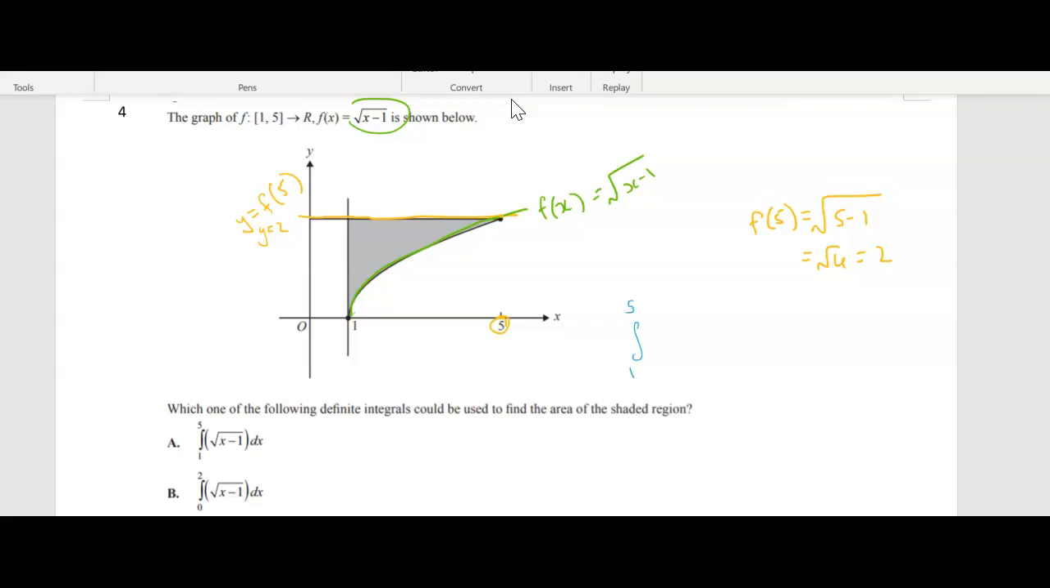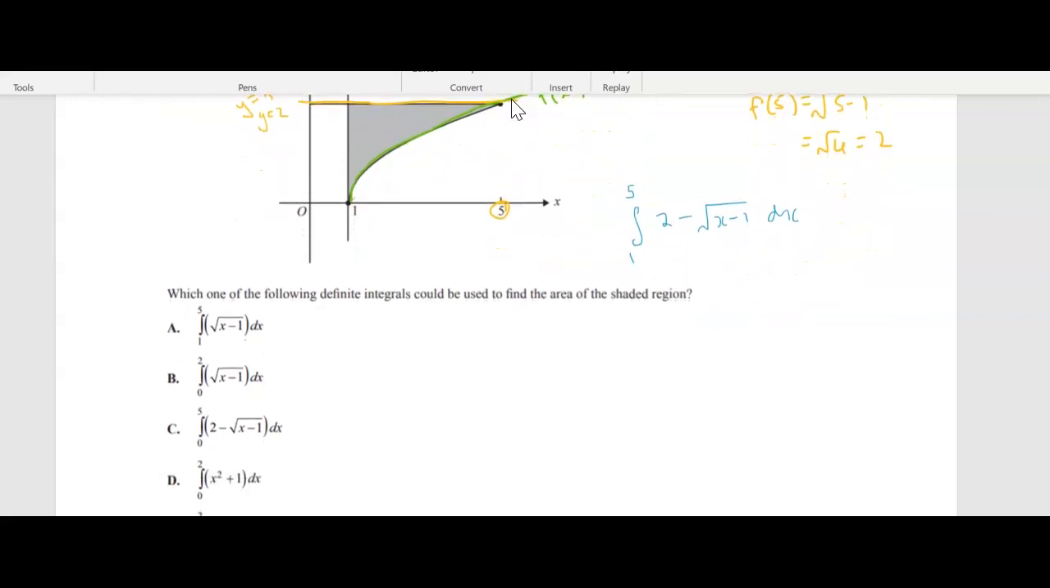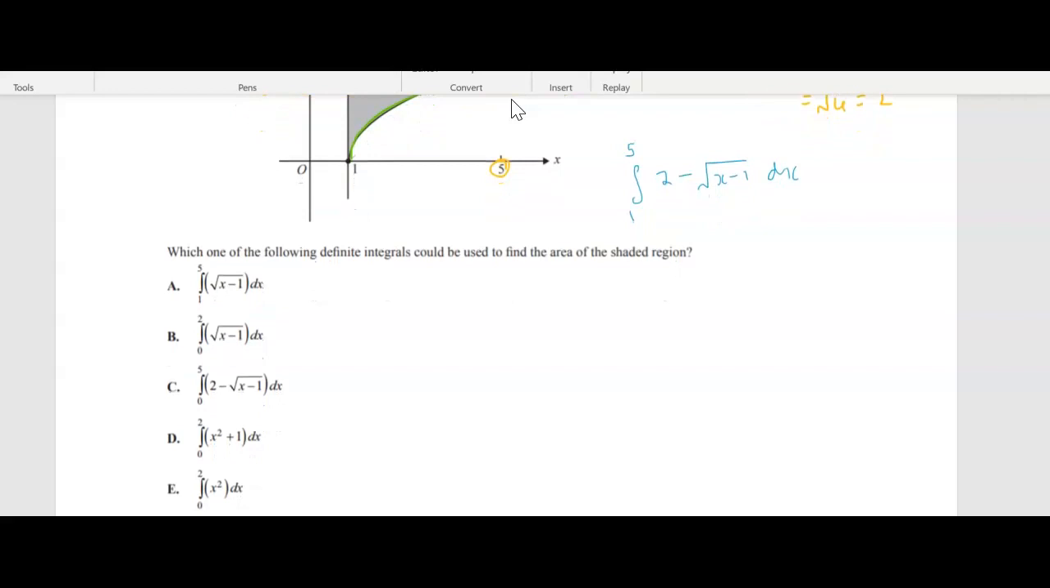I put my top line first, so it's going to be just 2. And I'm going to subtract the bottom curve, so square root of x minus 1. And don't forget the dx on the end. So for that one, the correct answer is C. No, it's not, sorry. We need to go from 1 to 5.